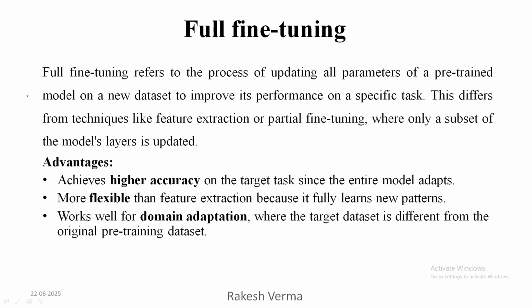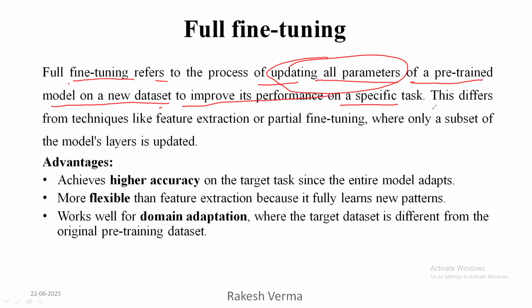Now, as I told you, full fine tuning refers to the process of updating all parameters of a pre-trained model on a new data set. That means it updates all the parameters of a pre-trained model on a new data set to improve its performance on a specific task. This differs from techniques like feature extraction or partial fine-tuning, where only a subset of the model's layers are updated. In those cases only a subset of model parameters are updated. What is the advantage of full fine-tuning?